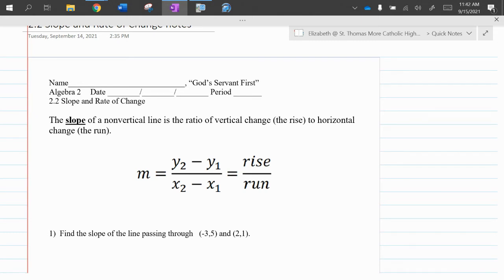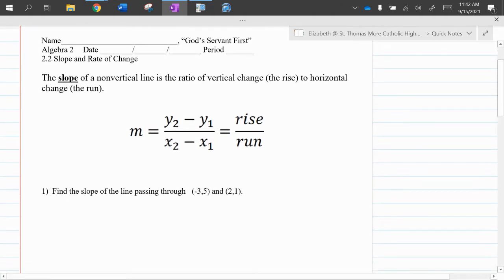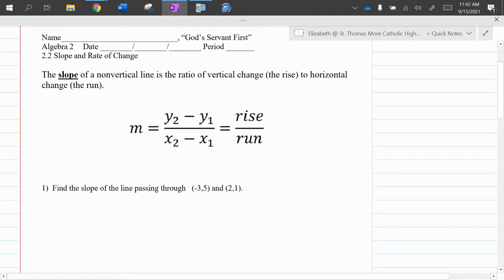The slope of a non-vertical line is the ratio of the vertical change, which we'll call the rise, to the horizontal change, which we call the run. So the formula that we use to find the slope of a line is, the symbol for slope is the little m, and it is y2 minus y1 divided by x2 minus x1, also known as the rise over the run.